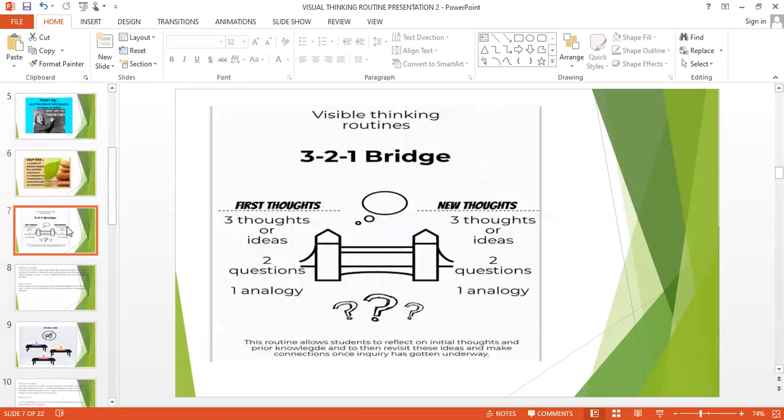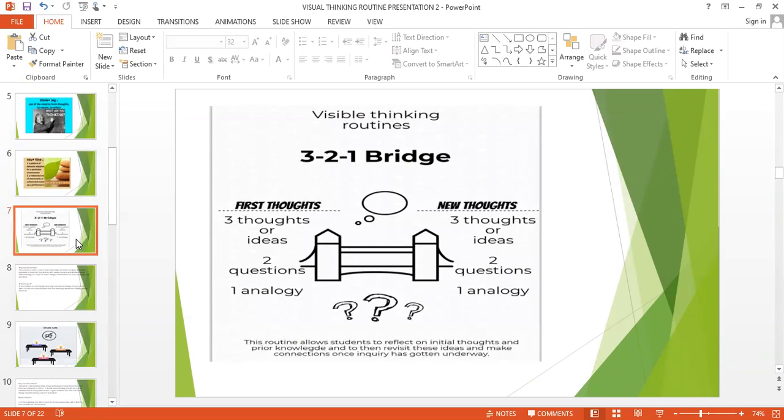and information about them. So, the first visual thinking routine is 3-2-1 Bridge. This routine allows students to reflect on initial thoughts and prior knowledge and to then revisit these ideas and make connections once inquiry has gotten underway. First, students need to write 3 thoughts or ideas, 2 questions and 1 analogy. Even students can write 3 thoughts or ideas, questions and analogy.